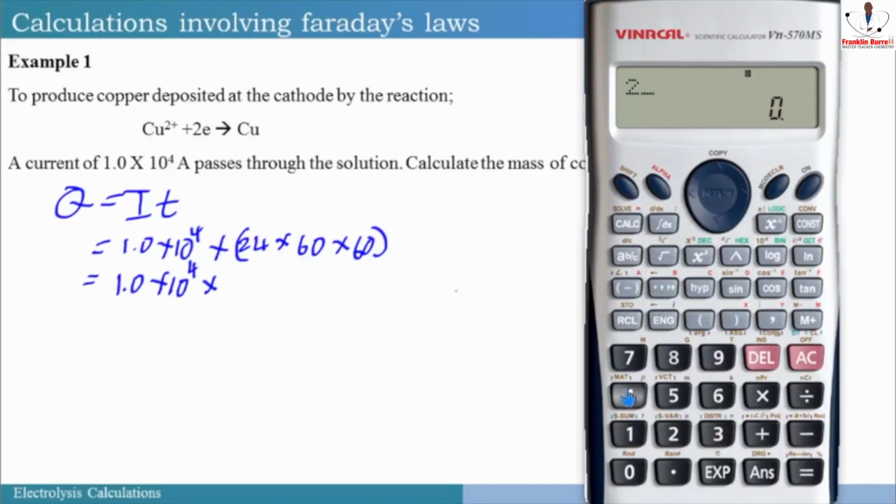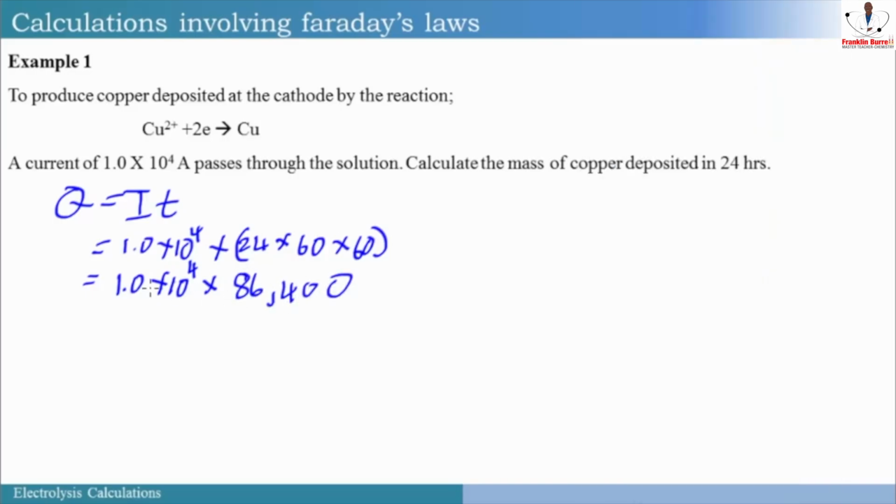So 24 times 60 times 60, that is 86,400. Now I'm going to multiply this 86,400 seconds by my current of 1.0 times 10 to the 4 amperes.